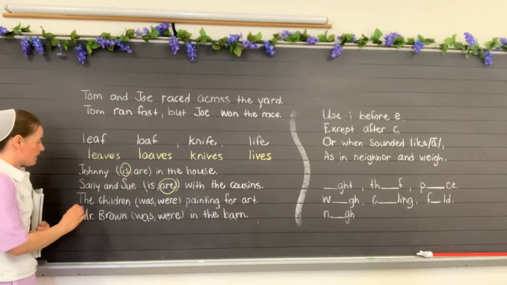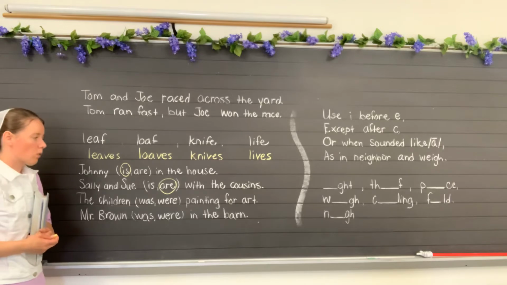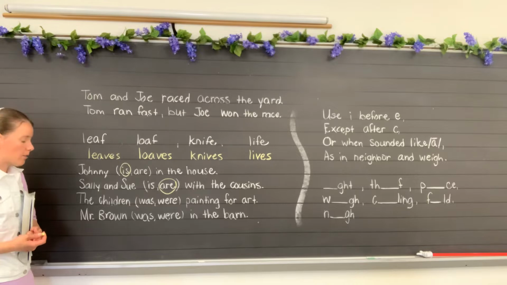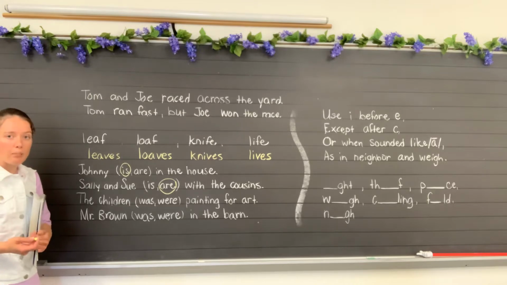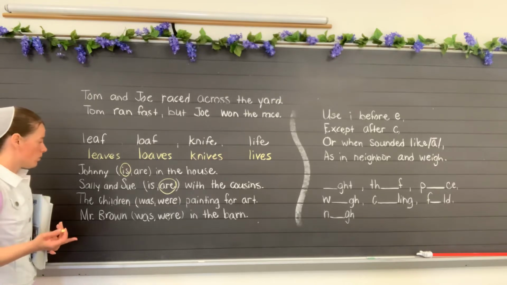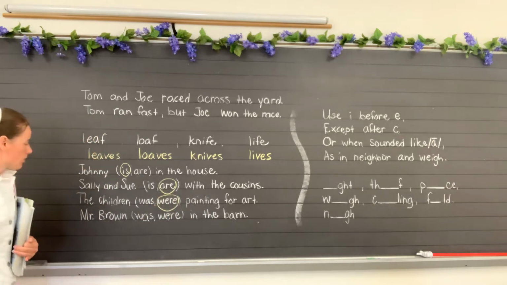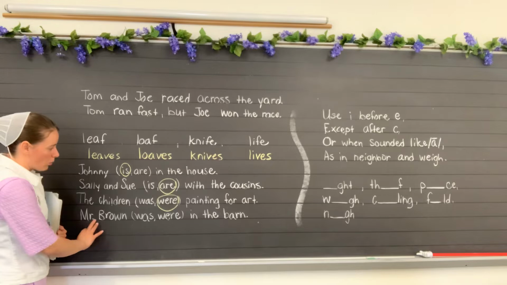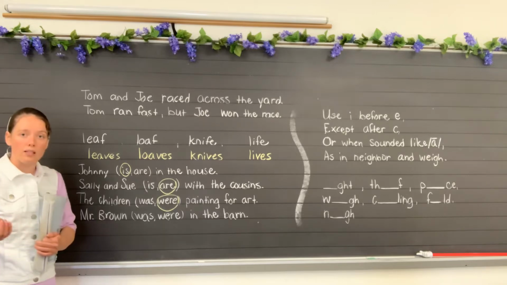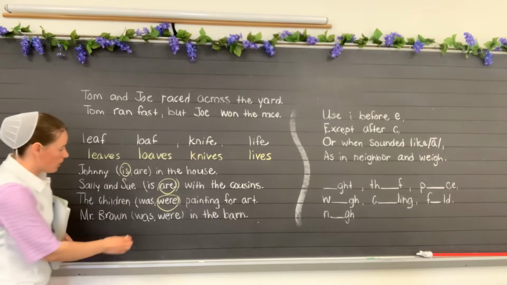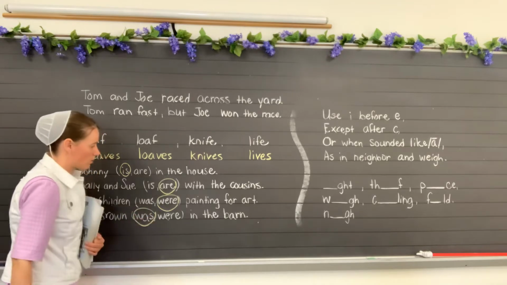The next sentence says, the children was or were painting for art. Well, we have a plural noun, so we will need to use the children were painting for art. Mr. Brown was or were in the house. It is a singular noun. Right here, Mr. Brown is singular, so you will need to use was. Mr. Brown was in the barn.